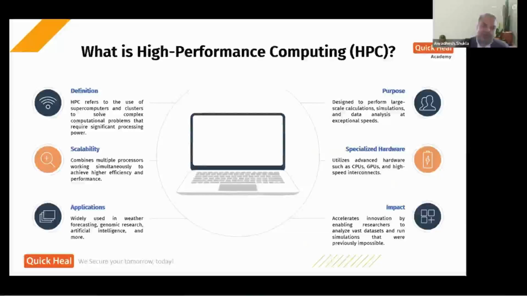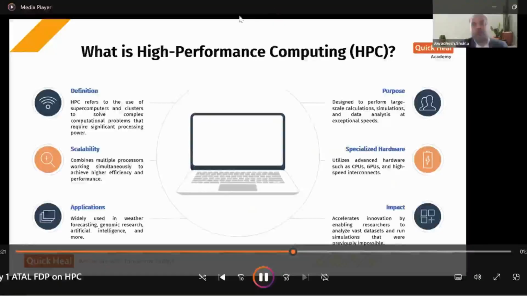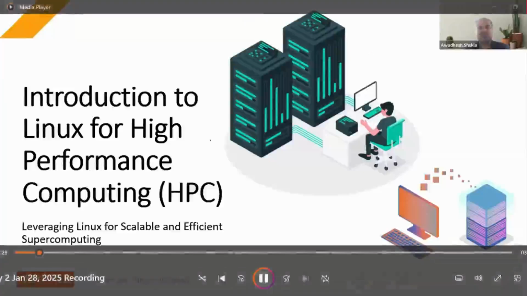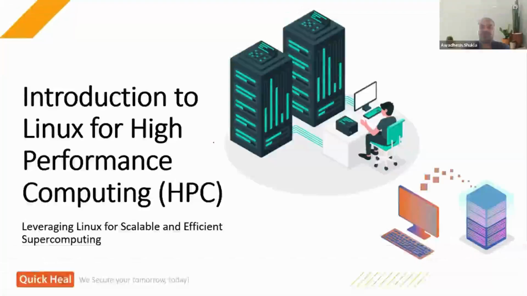Sir has already explained in detail what high performance computing is. I just want to give you a brief, high level overview of what we are trying to do with the help of high performance computing. Today's session is mostly hands on, but we will discuss some of the things and I will try to build a strong foundation for the same.